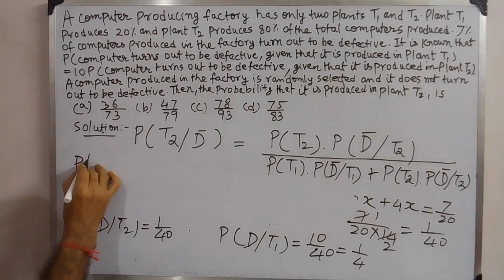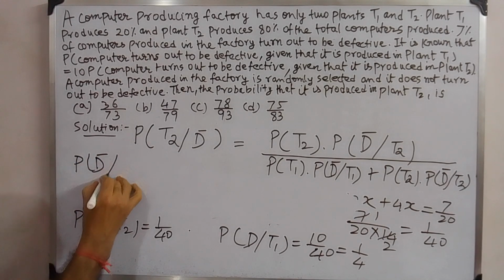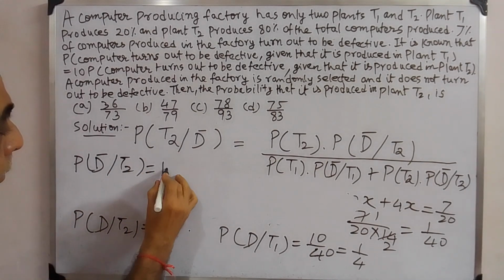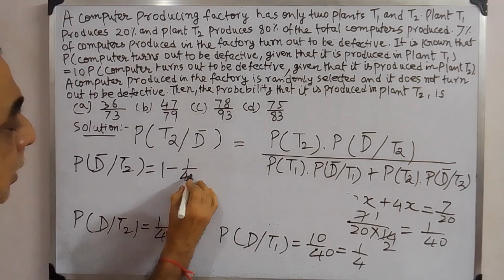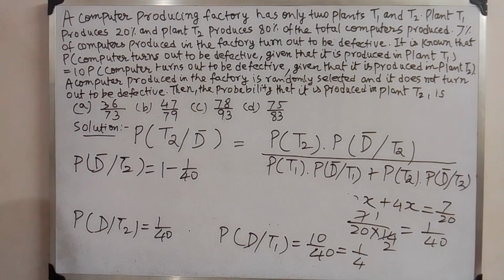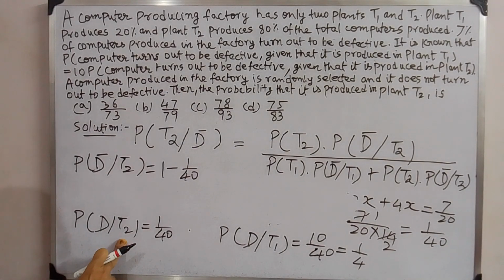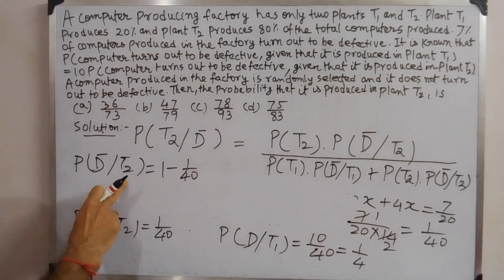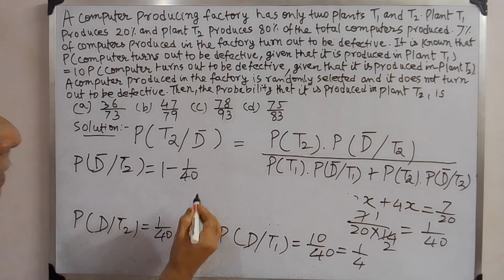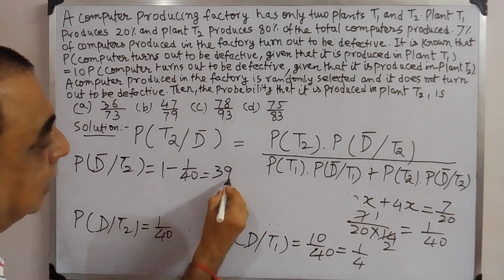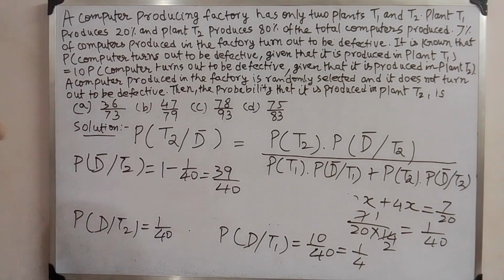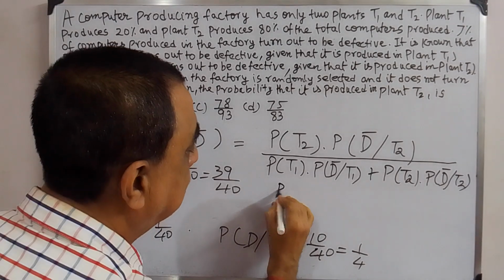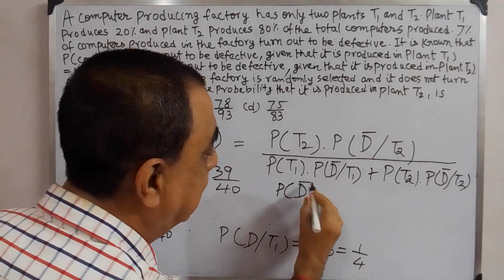non-defective? So the probability of non-defective provided that it is produced in T2 will be 1 minus the probability of the defective produced in T2. The probability of defective provided that it is produced in T2 is 1 by 40. So the probability of non-defective provided that it is produced in T2 will be 1 minus 1 by 40, which is 39 by 40.